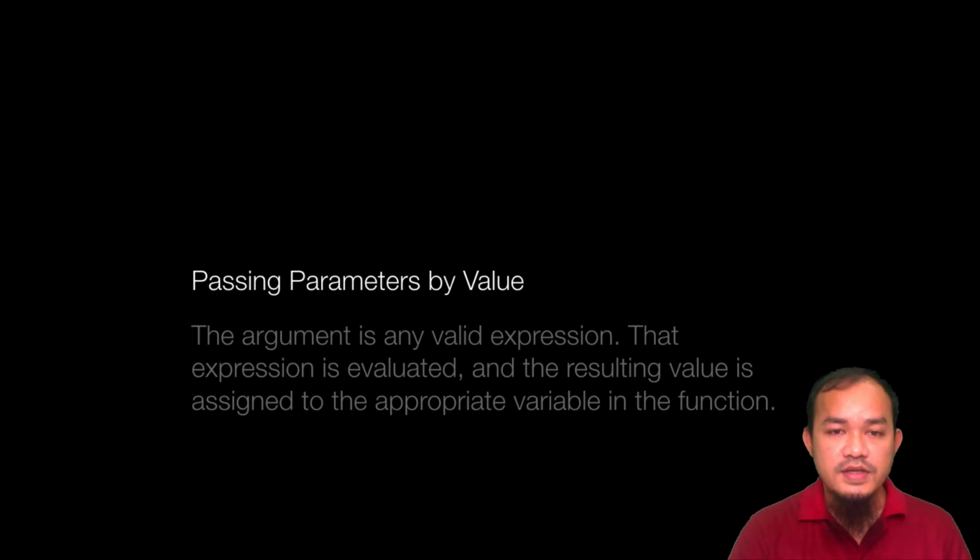Okay, passing parameter by value, the argument is any valid expression. That expression is evaluated, and the resulting value is assigned to the appropriate variable in the function. This means that you set a variable followed by a value, any kind of value, number, string, whatever. This is pass by value. Most of the parameters that we are setting use this way. As you see, the examples from the previous slide are passing parameter by value.